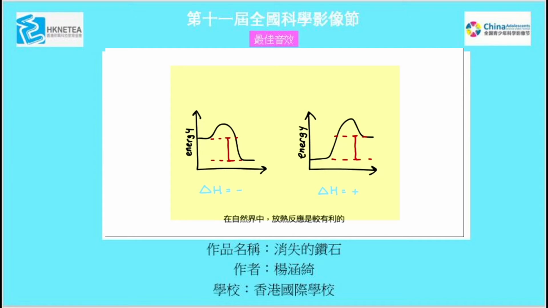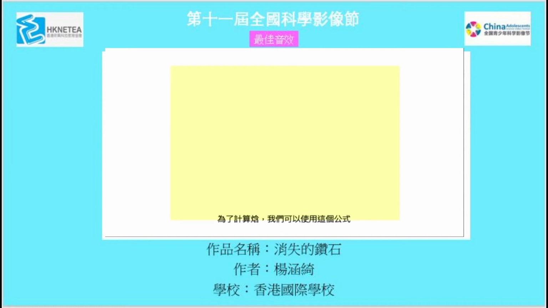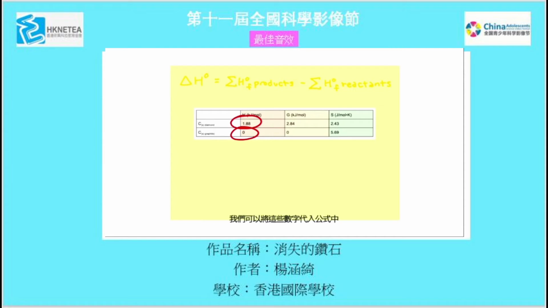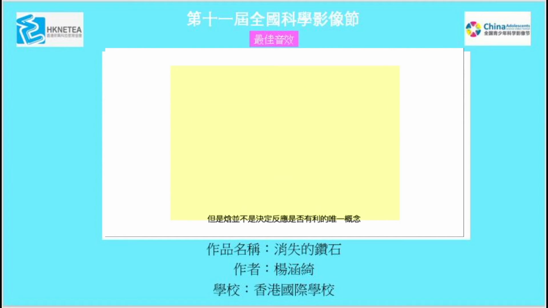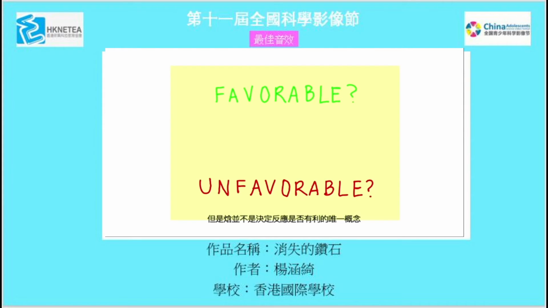In nature, exothermic reactions tend to be favored. To calculate the enthalpy of a reaction, we can use this equation. We can plug these numbers in to get negative 1.88, the enthalpy for the conversion of diamond to graphite. This indicates that the reaction is thermodynamically favorable and will occur, as it is exothermic. But enthalpy isn't the only concept involved in determining whether a reaction is favorable or not.